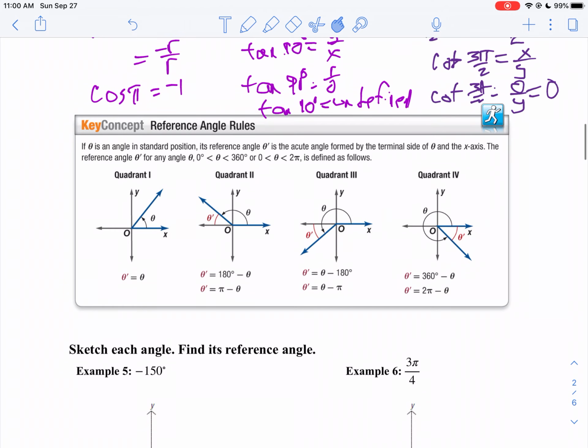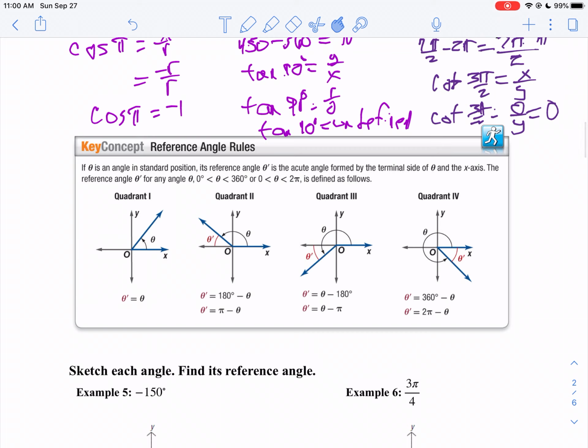Now if we look at our reference angles, I kind of alluded to that in the last question, but we'll take a little bit more specific. Anytime you're finding an angle, the angle is going to have the same sine, cosine, and tangent as the reference angle. The reference angle is the angle from the x-axis.